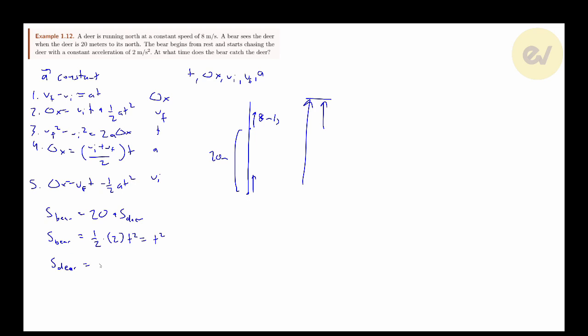Well, the deer has no acceleration, so for the deer, the displacement it travels is just equal to velocity times time, and we're given that the velocity of the deer is 8 meters per second, so s deer is 8t. Now if we go ahead and plug these in, we will get that t squared is equal to 20 plus 8t, and this is a quadratic, and if you solve this, you get that t equals -2 or 10, but clearly we can't have a negative time. The deer is not running backwards, so our answer is 10 seconds.